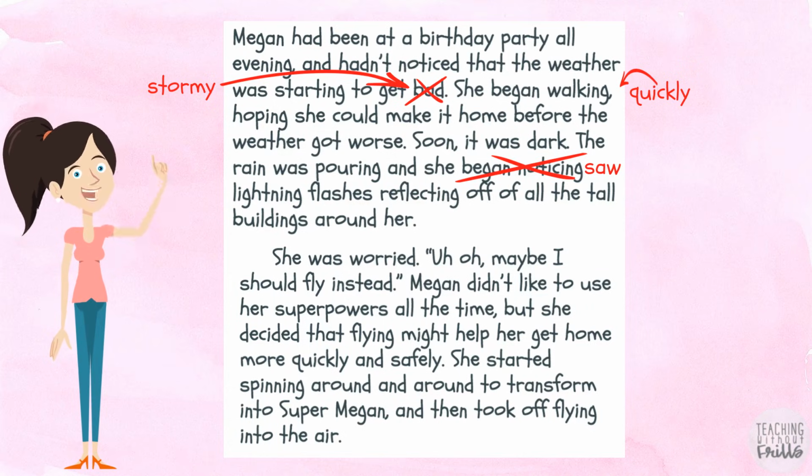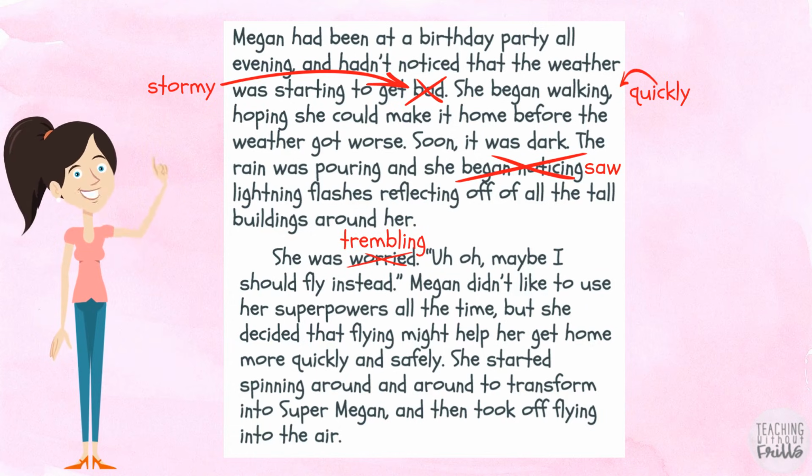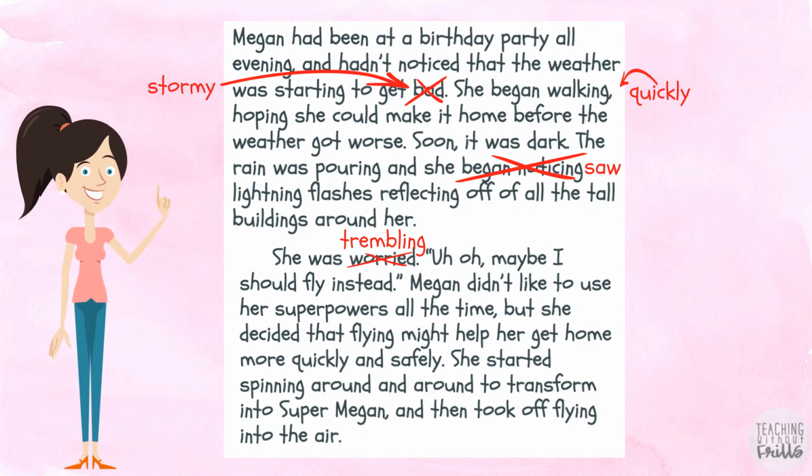She was worried. Sometimes it's better to show how someone feels with actions rather than just tell. How can I show that she was worried? How about she was trembling? She started spinning around and around to transform into Super Megan and then took off flying into the air. Now my introduction is even better.